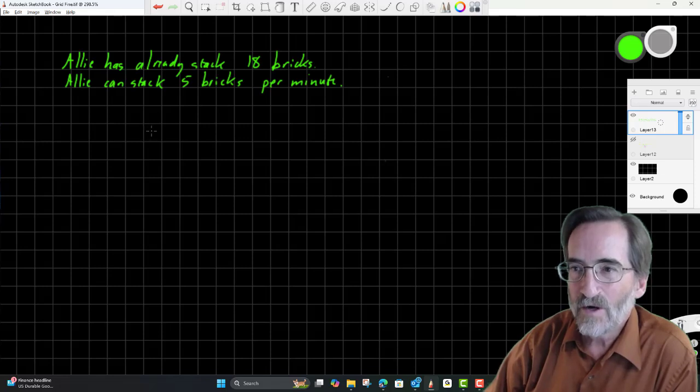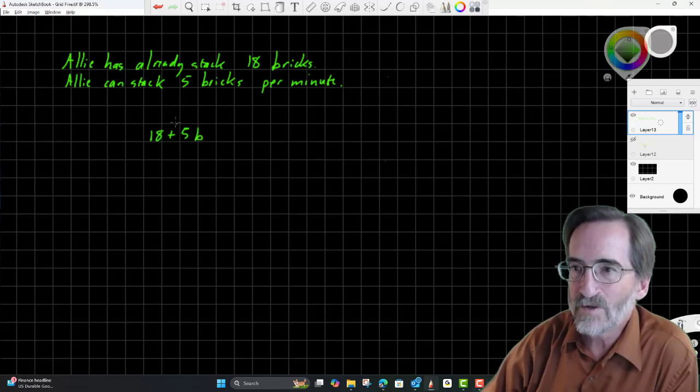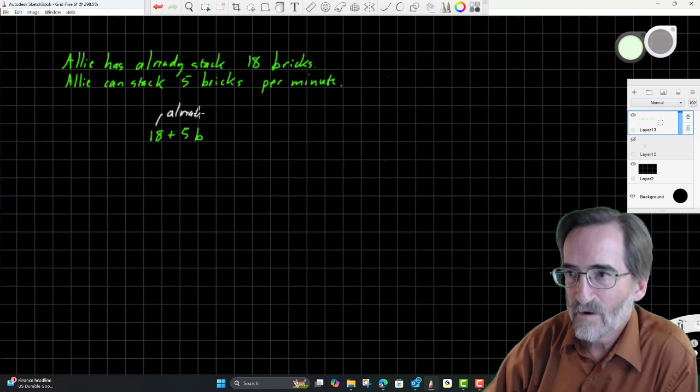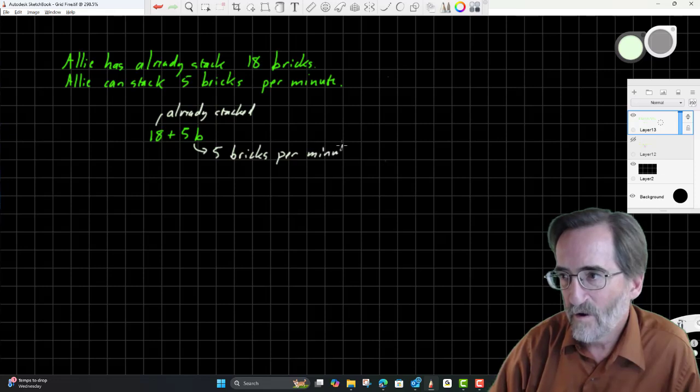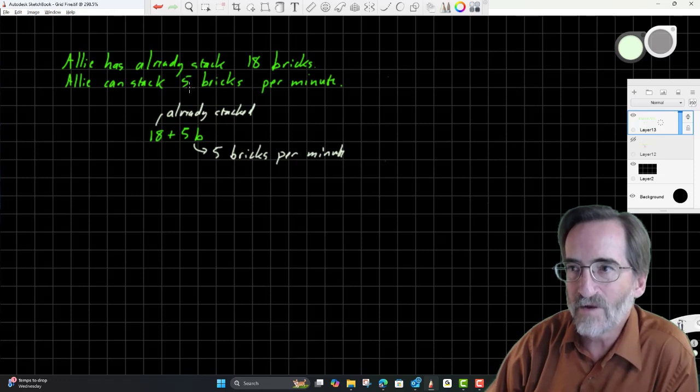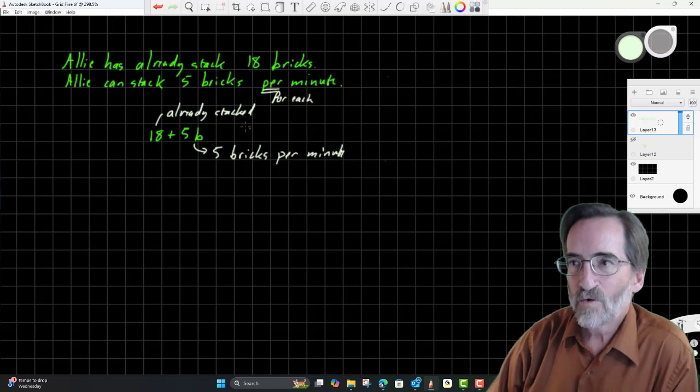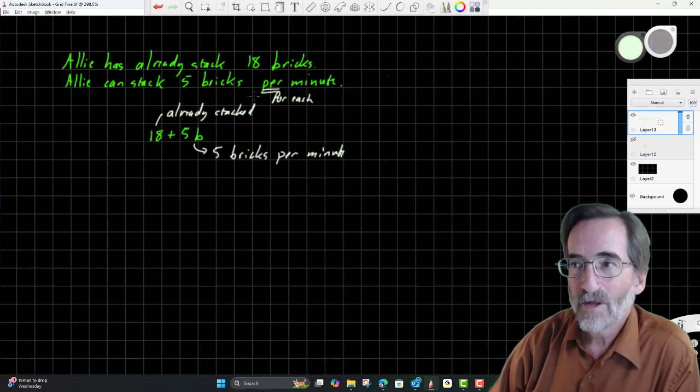Okay, I can write the expression 18 plus 5b. In this particular expression, 18 represents the bricks already stacked. 5b represents the bricks stacked per minute, 5 bricks per minute. And the real hint in this case that 5 gets multiplied by something is the word per. Per means for each. So in 0 minutes, she would have stacked 0 bricks. In 1 minute, she would have stacked 5 bricks. In 2 minutes, she would have stacked 10 bricks. In 3 minutes, 15 bricks, and so on and so forth.